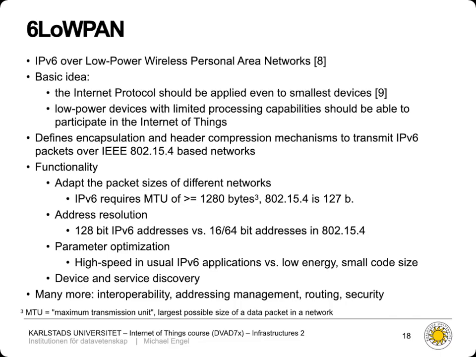And we wanted to have a parameter optimization. So usually IPv6 applications are built for high speed, but of course for IoT application, high speed is not that relevant. We rather want low energy and maybe also small code size for very small microcontrollers. Additionally, we also wanted to have methods for device and service discovery, so we don't have to configure devices on the network manually. And there's quite a number of additional functionality we're not discussing here, like interoperability, managing of addresses in the network, routing, and security. So 6LoWPAN is such a nice interfacing layer that is able to join this 802.15.4 technology, which was originally not intended to run IPv6 traffic, and this is then combined with modern IPv6 communication, which then works around the problem of not having enough IP addresses for all your little devices on the network.